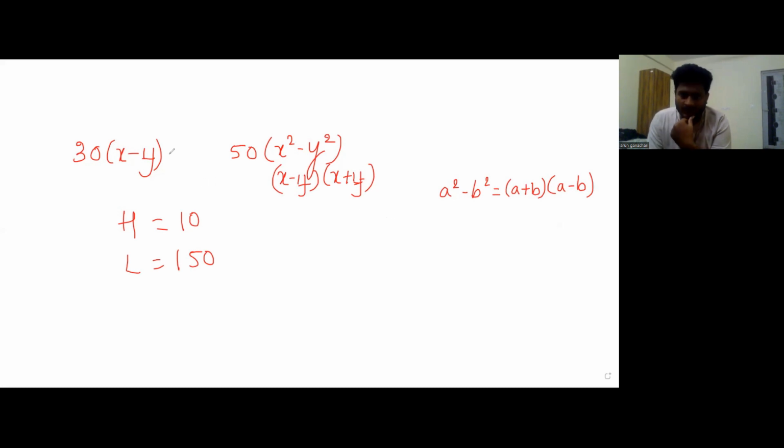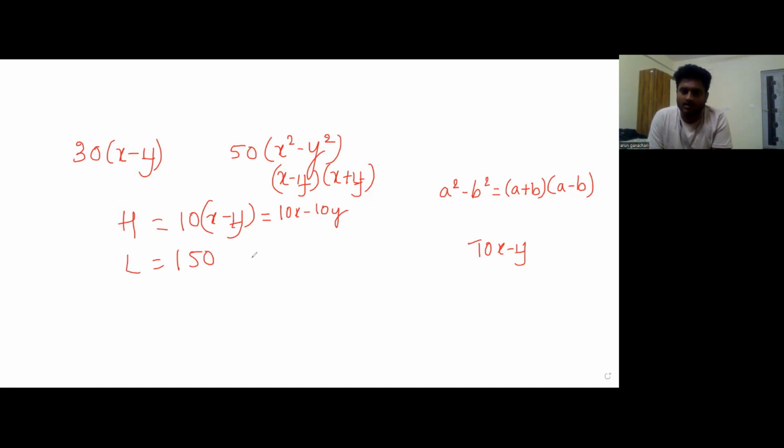x minus y is common. So the HCF will be 10 into (x minus y). Don't forget to put this bracket. If you write it as 10x minus y, then this is a different number. If I put the bracket, then this will be equal to 10 into x minus 10 into y. This number and this number are totally different, so don't forget to put that bracket.